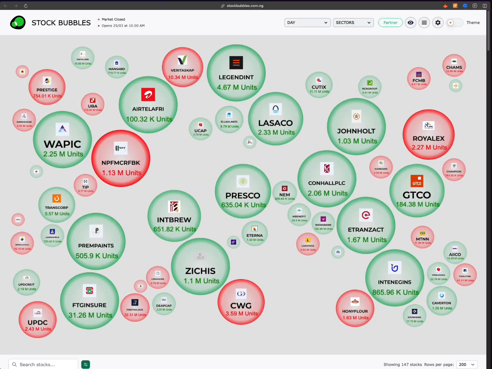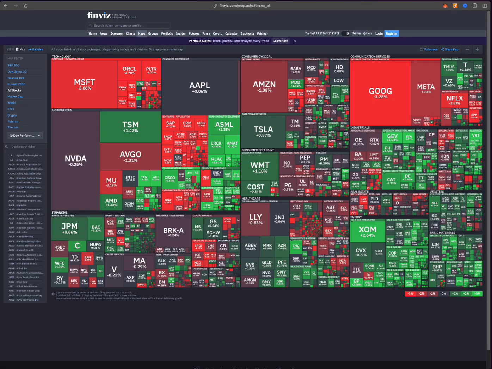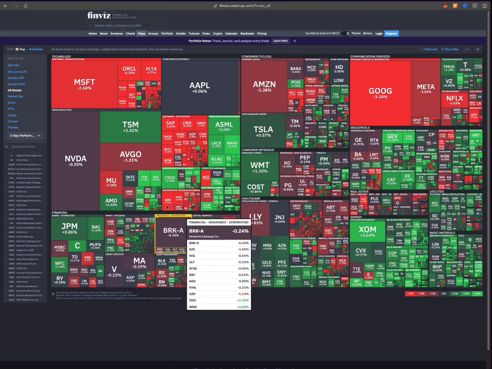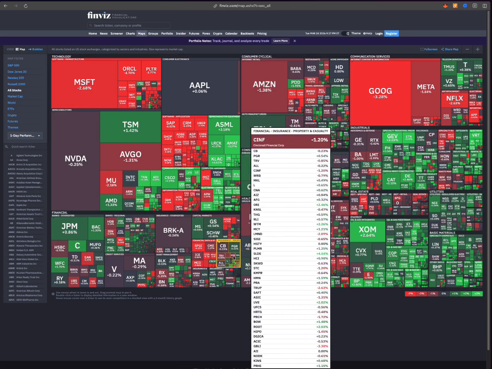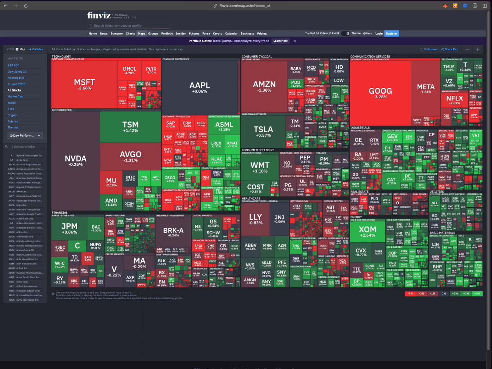So again, people use heat maps for quick pattern recognition, also easy comparison to compare the market, also to spot trends fast.